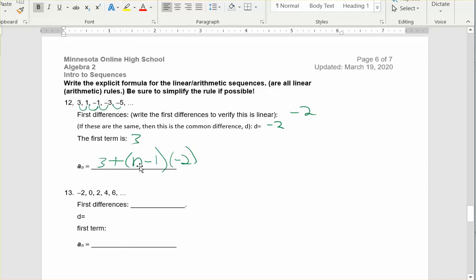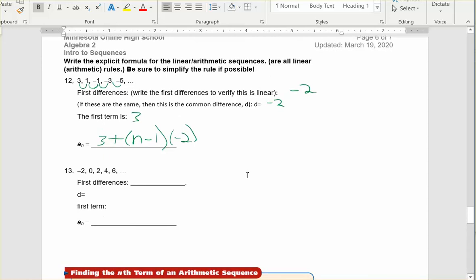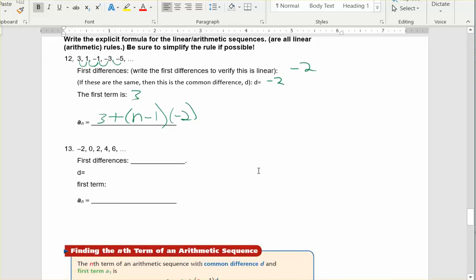And you could check it by plugging in, like, let's see if the third term equals -1. So I'd do 3 here. 3 minus 1 is 2. 2 times -2 would be -4. 3 minus 4, or 3 plus -4, is -1, so it does work for the third term. And you could check it with the other terms too and make sure you get the right sequence.